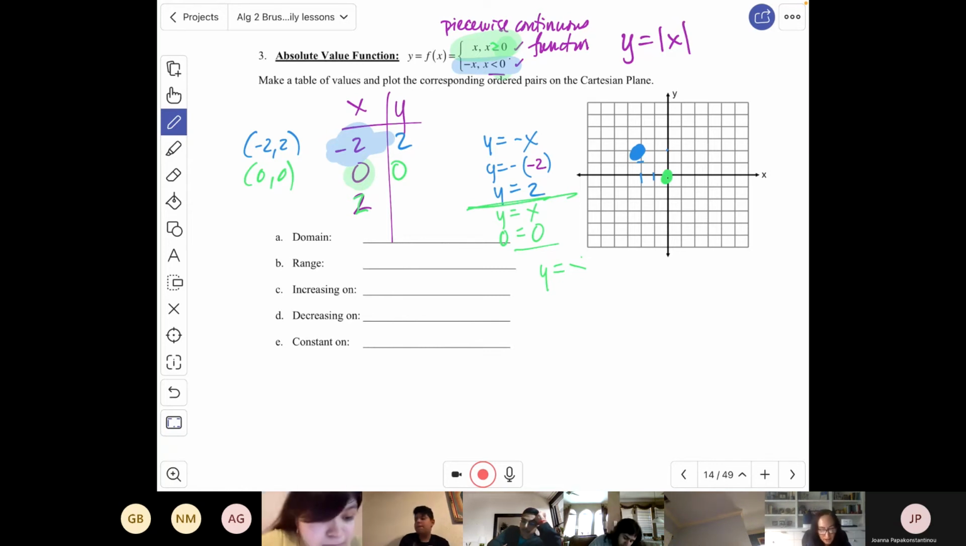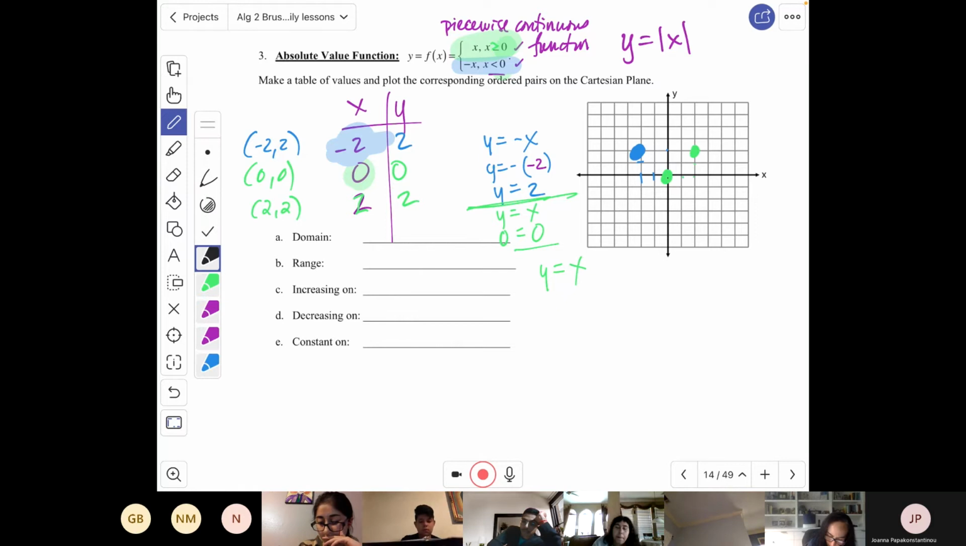If I'm substituting in 2 for x, what is y? It is 2. You got to be a little bit more confident with yourselves. So now I can plot that point, and if I connect it, I have the graph of the parent absolute value function. There is the parent absolute value function.